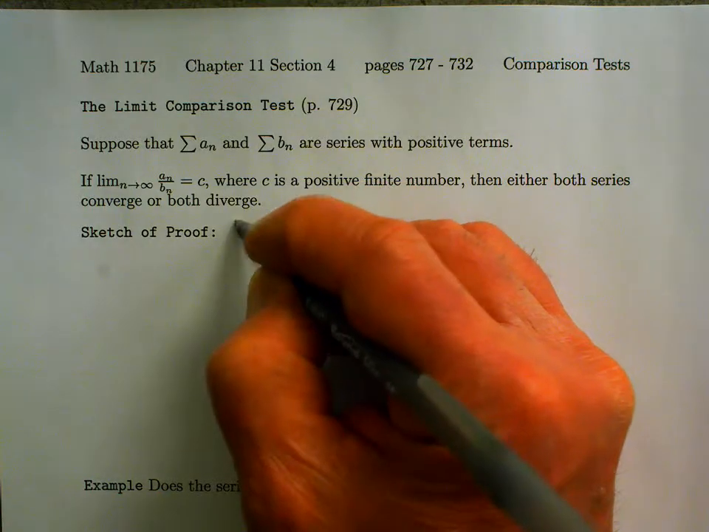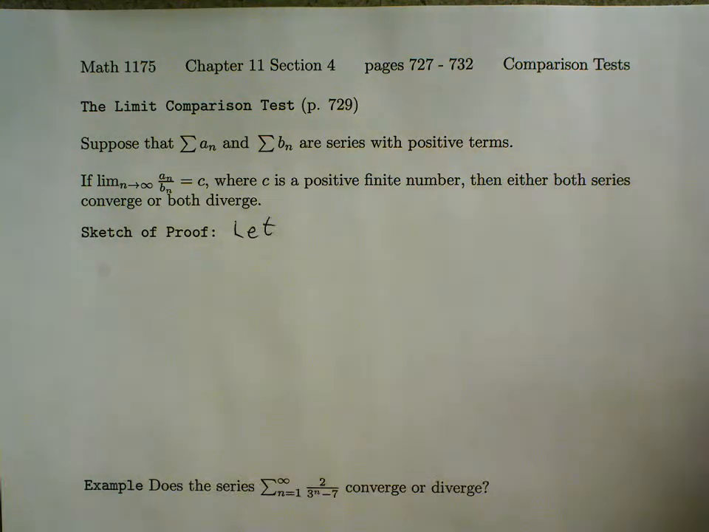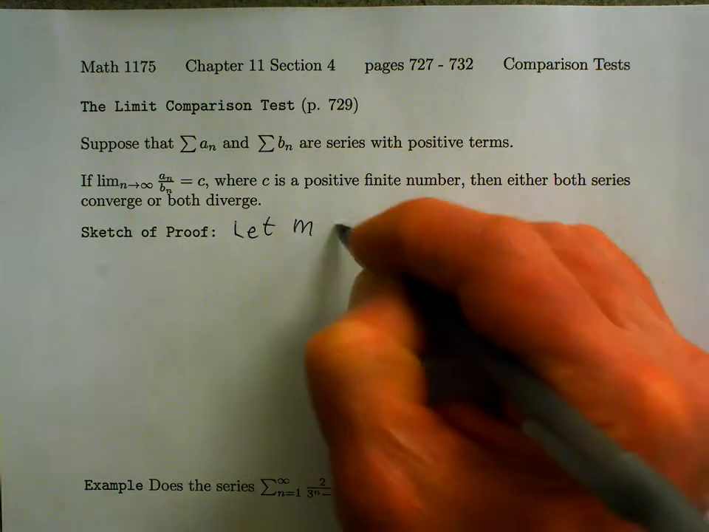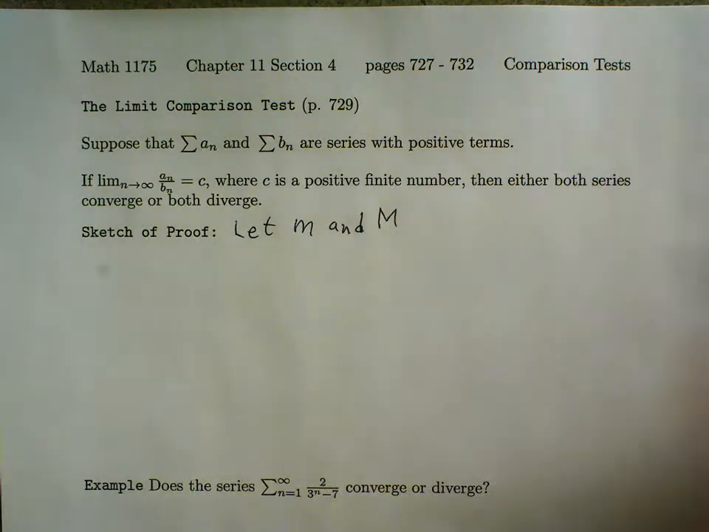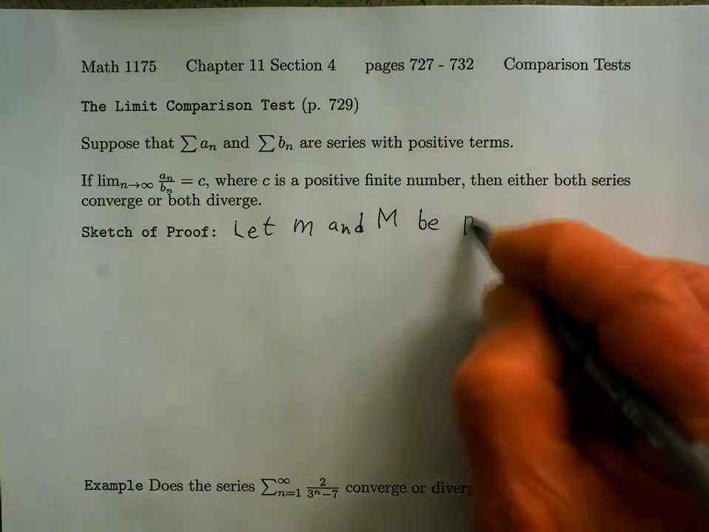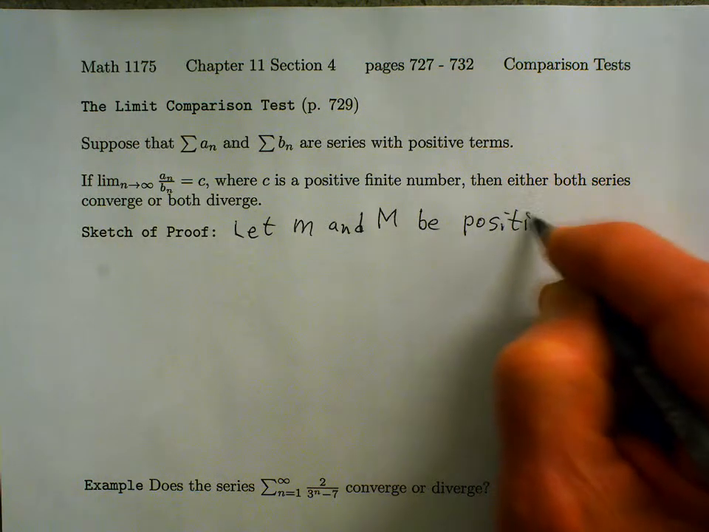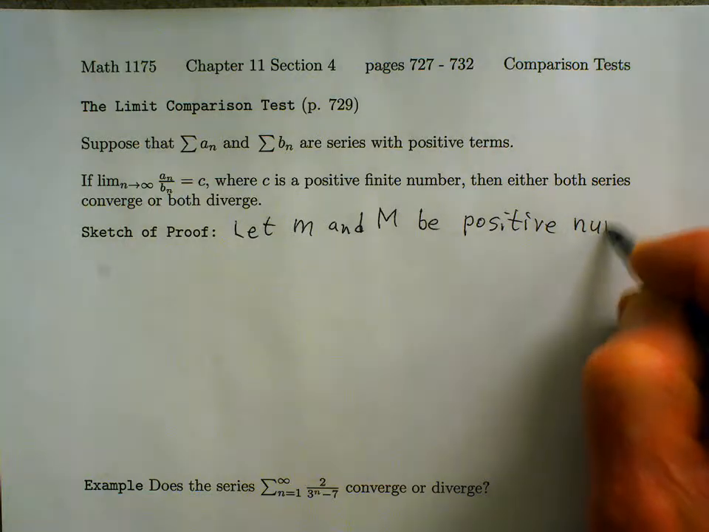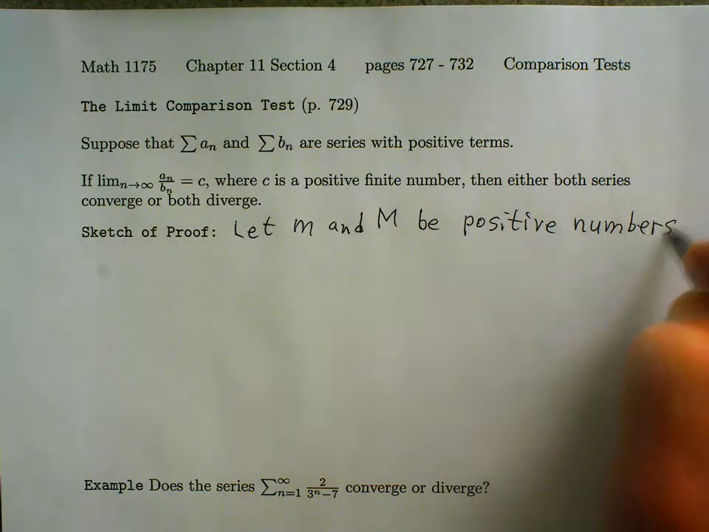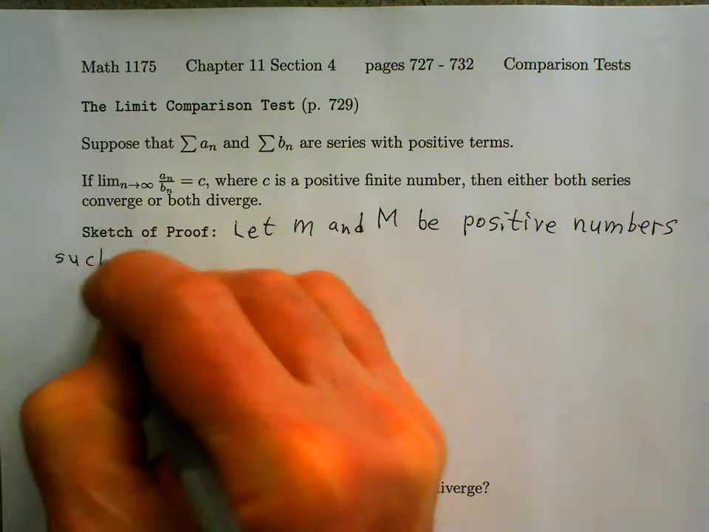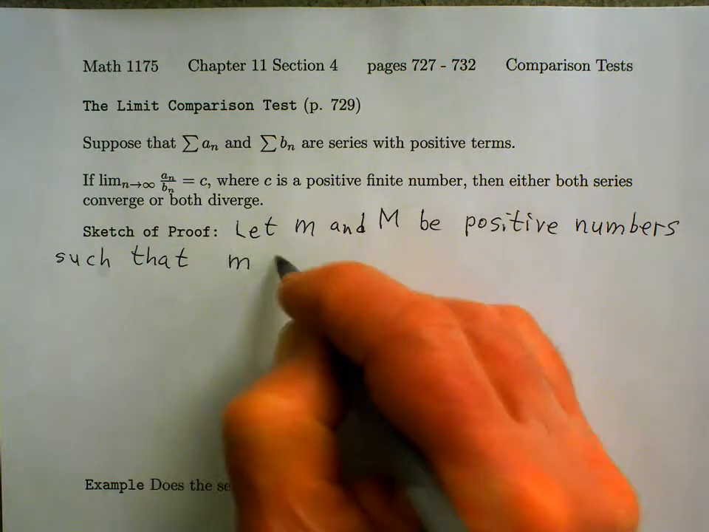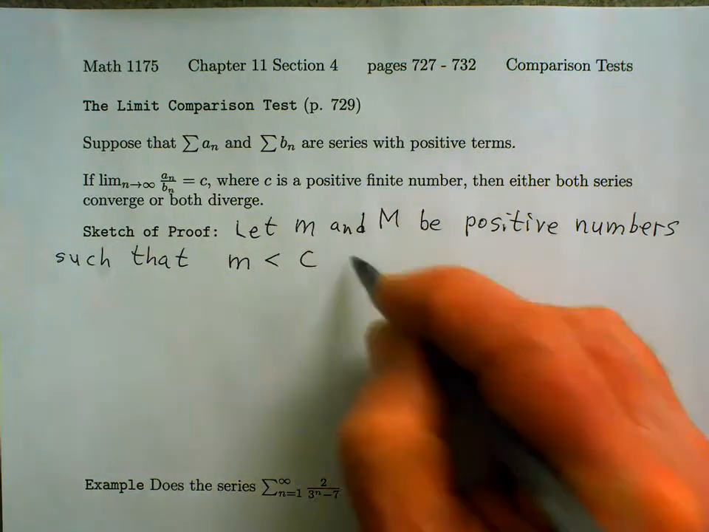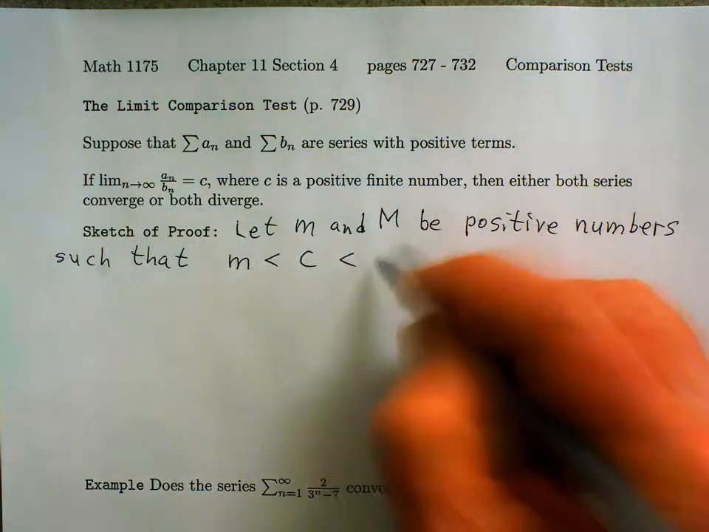Okay, so in our sketch of proof, let lowercase m and capital M be positive numbers such that lowercase m is less than c, which is less than capital M.